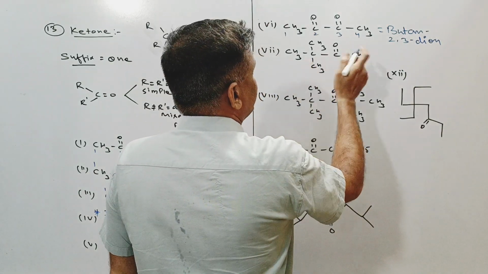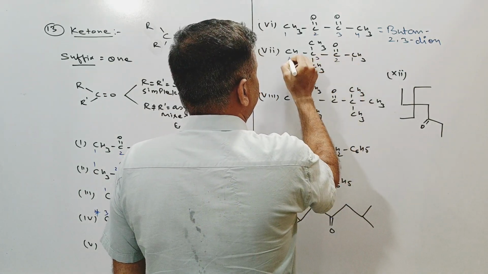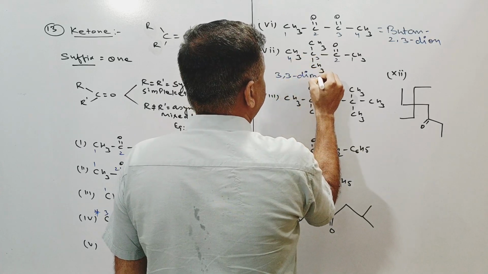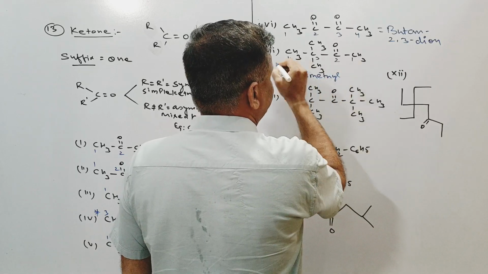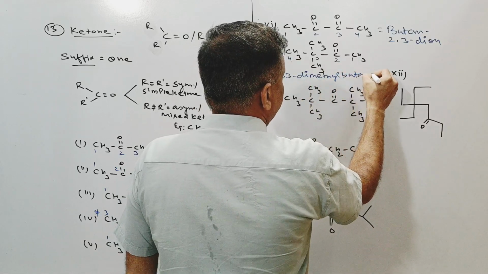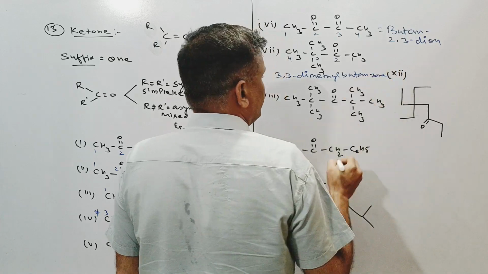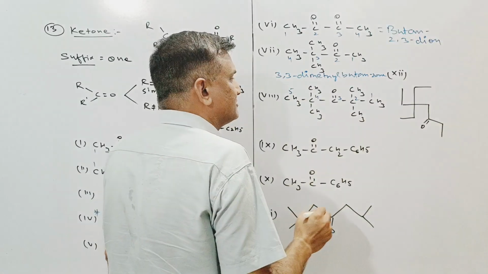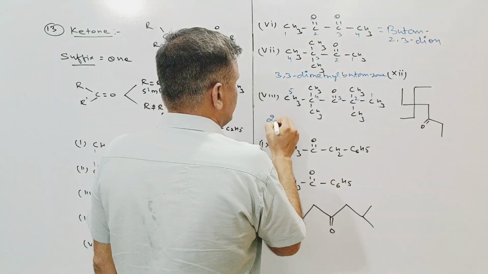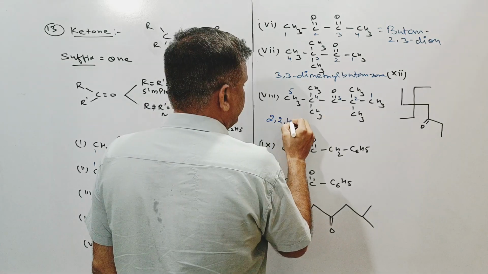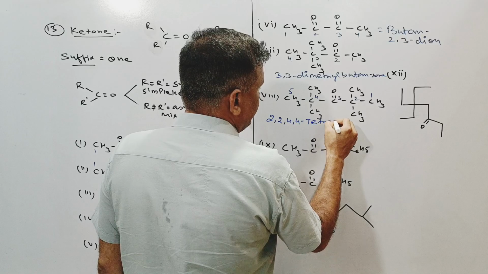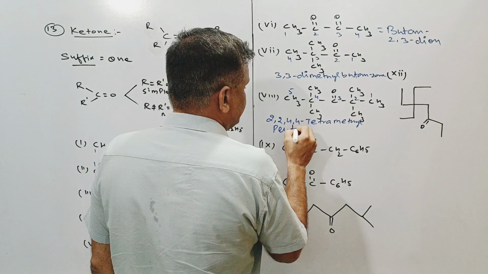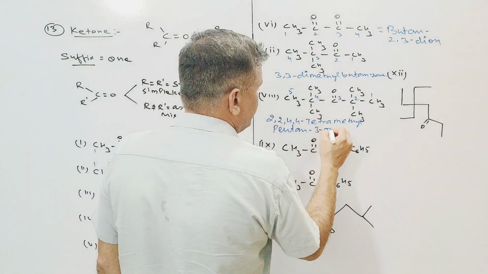If we go with the further compound, this is 1, 2, 3 and 4. So the name of the compound will be 3,3-dimethyl. There are 4 carbons in the chain, butan-2-one will be the name of the compound. For this, the longest possible chain is 1, 2, 3, 4 and 5. You can count from the left side also. So it will be 2,2 and this is 4,4-tetramethyl. There are 5 carbons in the chain, so pent-an. At number 3 position there is -one.